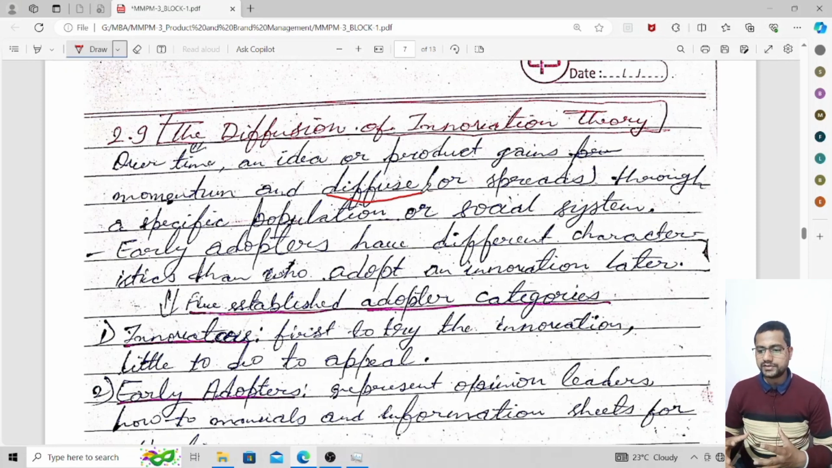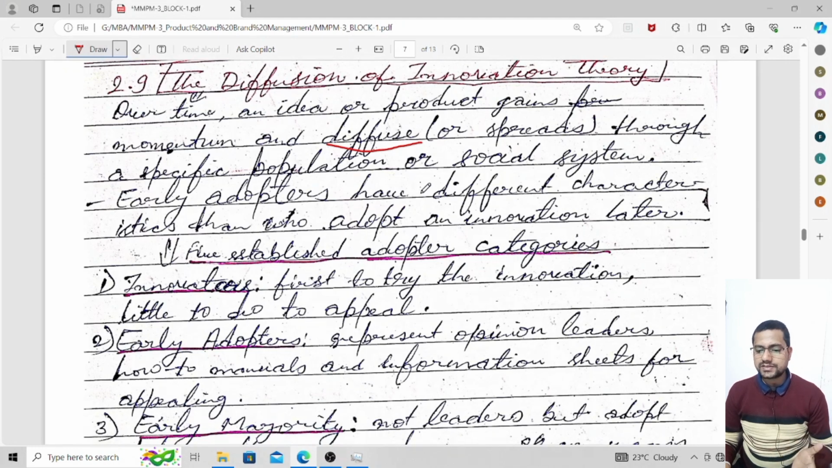Early adopters have different characteristics than those who adopt an innovation later. Okay, it means those people who are early adopters of new products have different characteristics compared to those people who are late adopters of new products which are available in the market. So five established adopter categories are given.